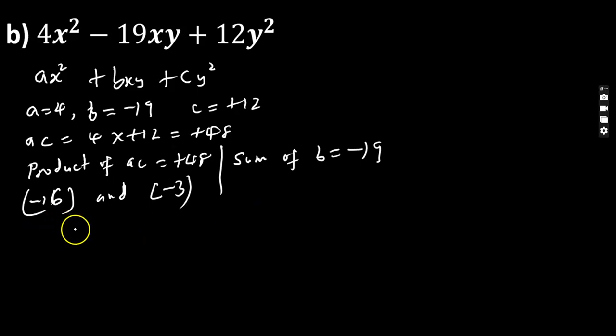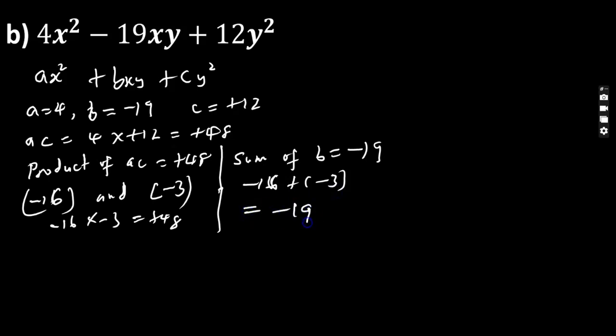So let's check the multiplication. Minus 16 times minus 3 will give me plus 48. This is correct. Here I also have minus 16 plus minus 3. That gives us minus 19. So by the factor form, I have 4x. Since I have 4x squared, I have 4x, 4x. Put the P and Q. What are the P and Q now? I have minus 16, minus 3. Don't forget the second variable. What is the second variable now? Y. So I have y, y.